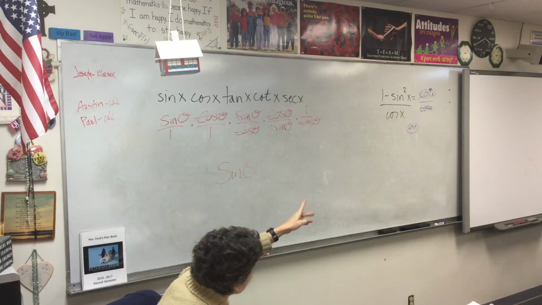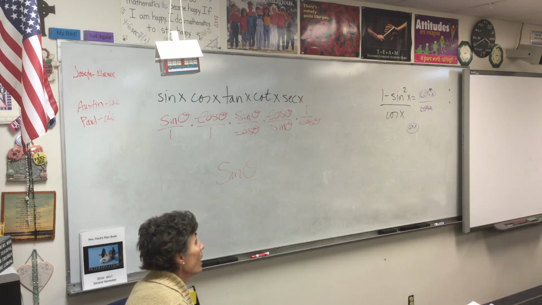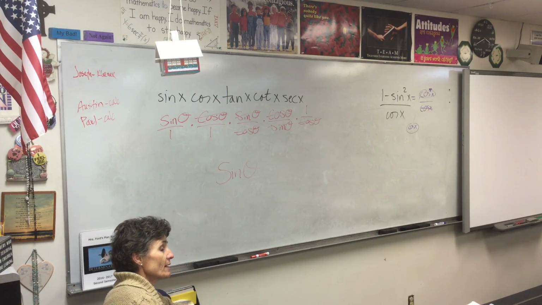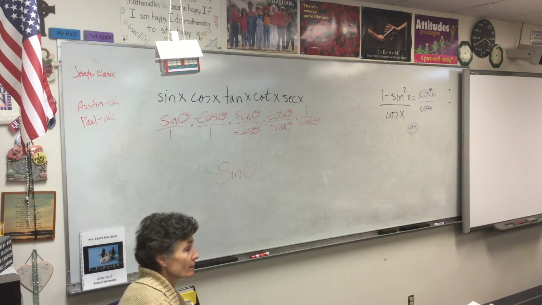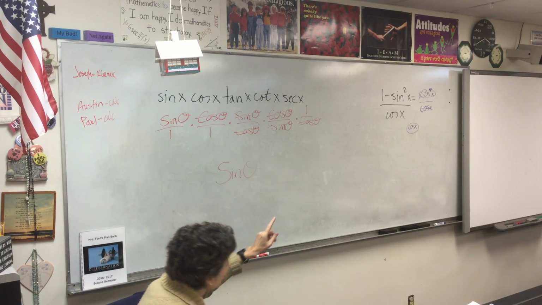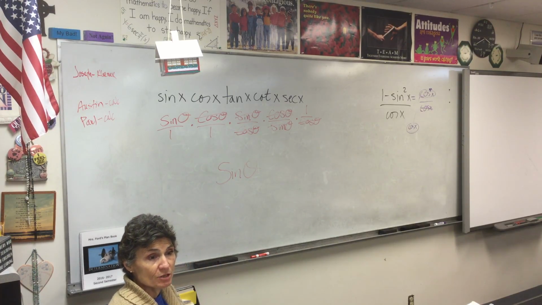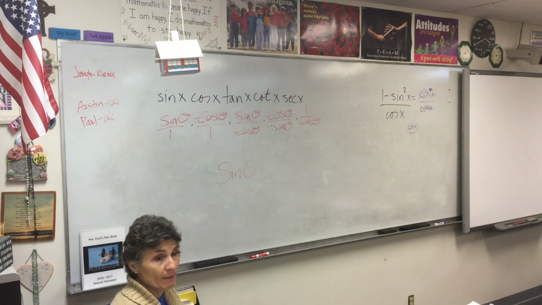And then Robbie said, whoa, whoa, whoa. 1 minus sine squared is cosine squared. So he has cosine squared over cosine, which reduces to just cosine.